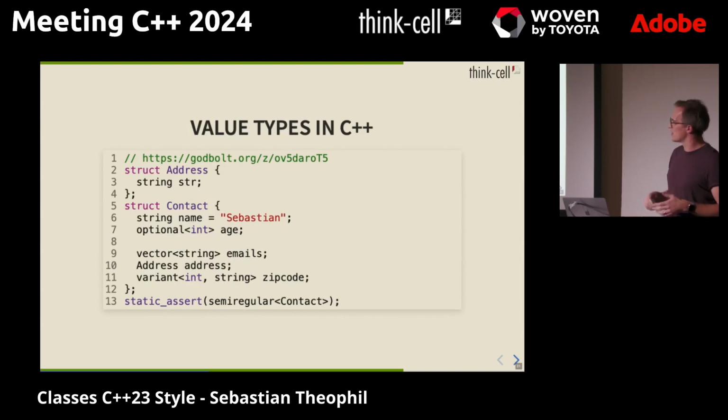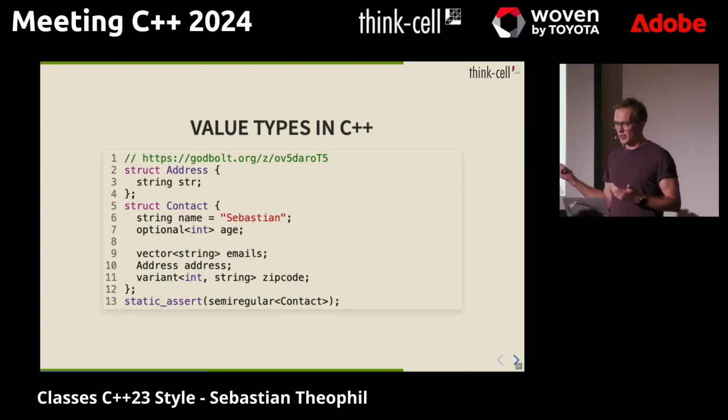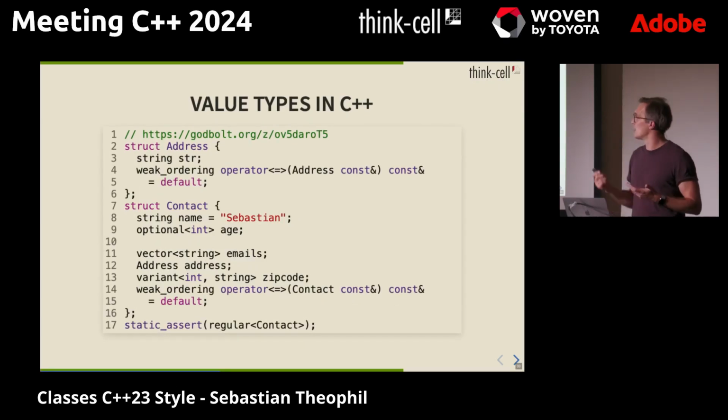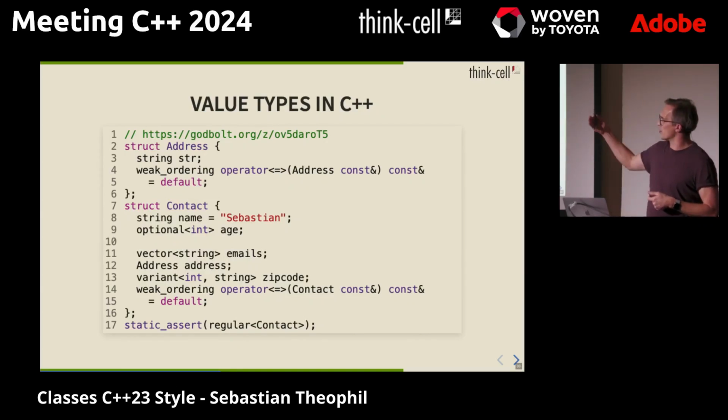So our value types at this point, following rule of 0, they were just semi-regular. They didn't have a comparison operation yet. How do we make them regular? Well, that is super easy as well. We just default the spaceship operation. So this will, by default, do the right thing. In this case, it will do a member-wise comparison of those members as long as those are all comparable, of course.